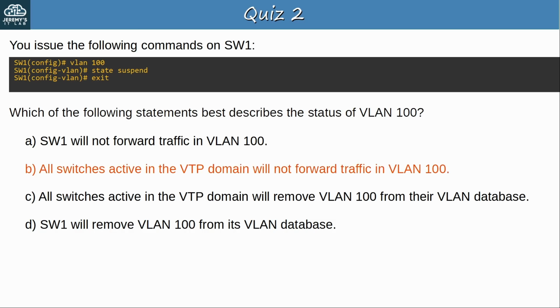Okay, the answer is B. All switches active in the VTP domain will not forward traffic in VLAN 100. This command will put the VLAN in a suspended state, and also propagate that status to all switches in the VTP domain. It will not delete the VLAN, so it will not remove VLAN 100 from any switch's VLAN database.